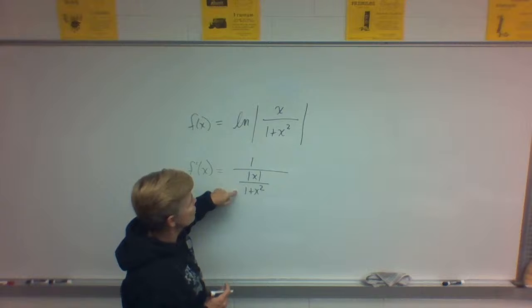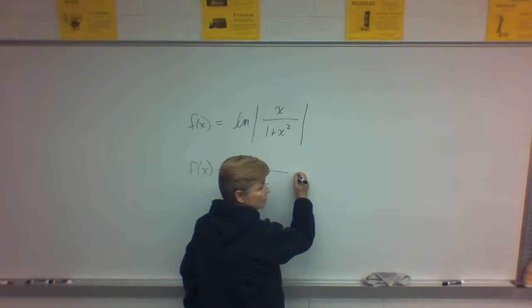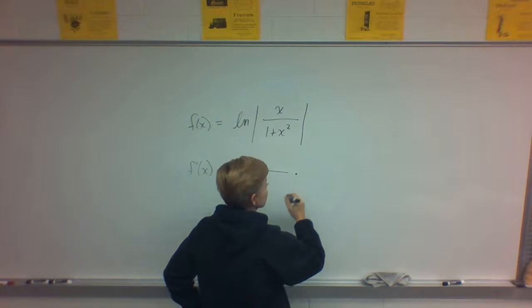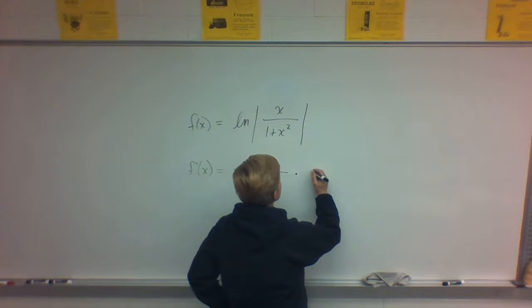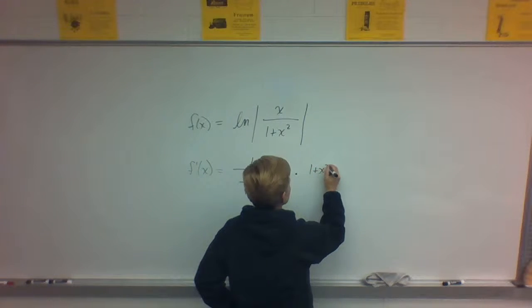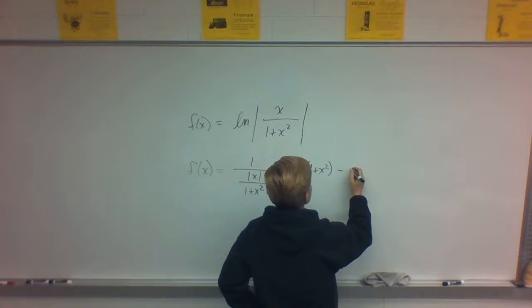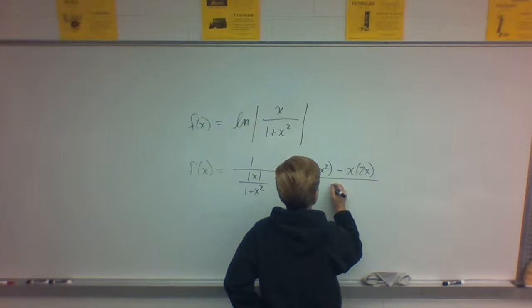So it's 1 over u. Wait, that's the natural log one? Yeah, 1 over u times the derivative of that. Quotient rule. That's all the derivative of natural log is, 1 over u. Then the bottom, 1 plus x squared, times the derivative of the top, minus the top times the derivative of the bottom, 2x, over 1 plus x squared, all of that squared.